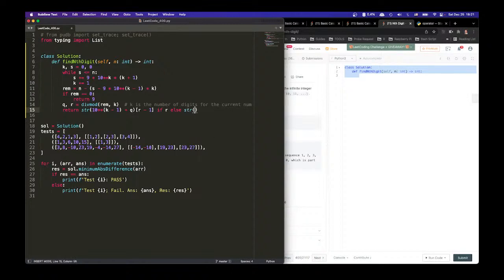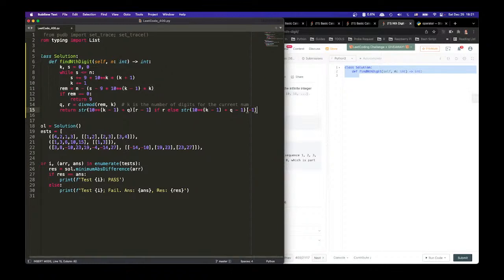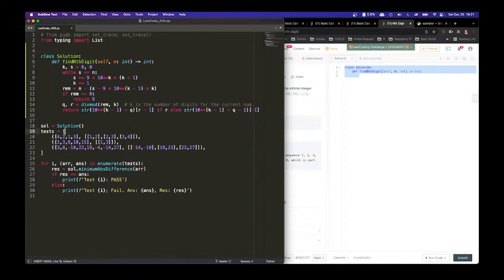str 10 k minus 1 plus q minus 1. It's not going to be q, right? It's not going to go quotient. It's q minus 1, the previous value, right? And it's this thing's the last one. All right.